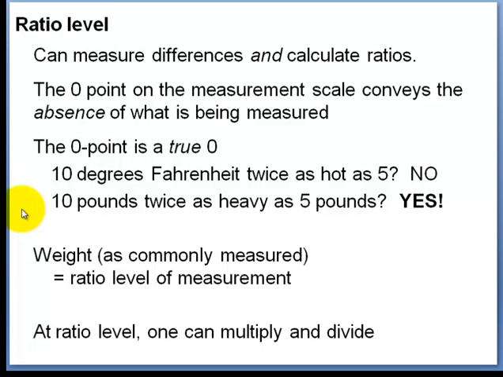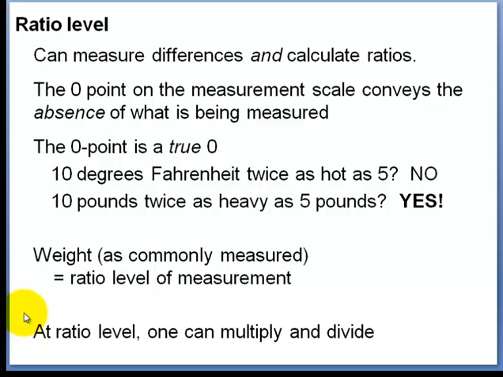So for instance, we can divide 10 pounds by 5 pounds. That is to say, we can form a ratio, and that ratio is 2. 10 pounds is twice as heavy as 5 pounds. This is a valid ratio, and this demonstrates that weight is indeed at the ratio level of measurement. So ratio level variables are numeric, and then additionally, the 0 point is a true 0.